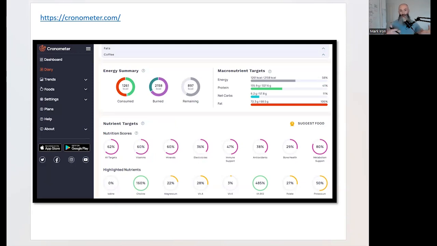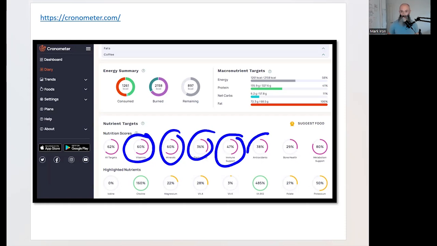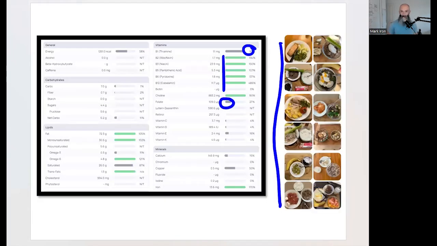So basically, you're logging your foods, and it tracks vitamins and minerals and electrolytes. So you can see at the end of the day, like, my vitamins are only 60% there, and they show you exactly which ones. The minerals, the electrolytes, the immune support, antioxidant support, bone health, and metabolism support. So it's showing you where all the voids are, and you can actually see where you're lacking, like B1 there. So all you've got to do is just track your foods to solve this problem, to find out where your vitamins and minerals are lacking.